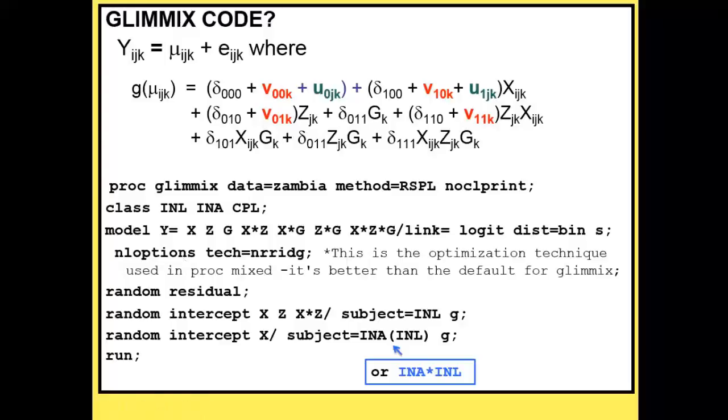Then I've got random residual, which means I'm using an R matrix that's independent, but I'm basically basing most of the correlation structure on the random variables, the random effects that I'm putting in. So one random effect I'm putting in is random intercept, it says random intercept xz, x times z. And then it says subject equal INL. What does this refer to? What does this refer to?